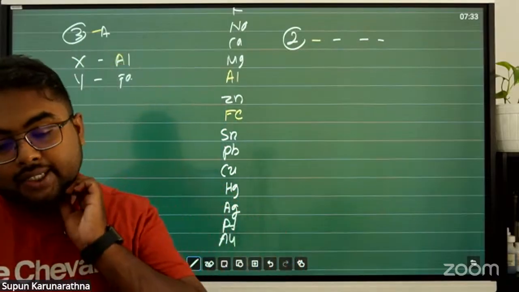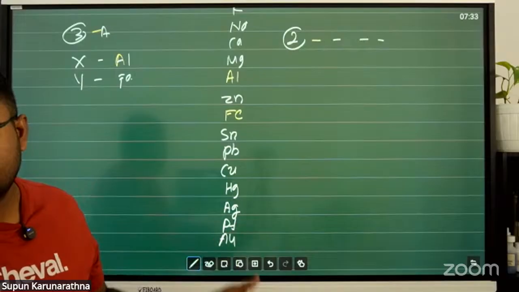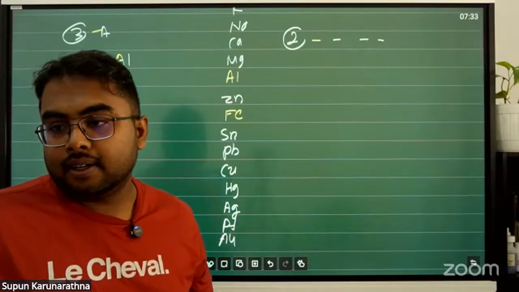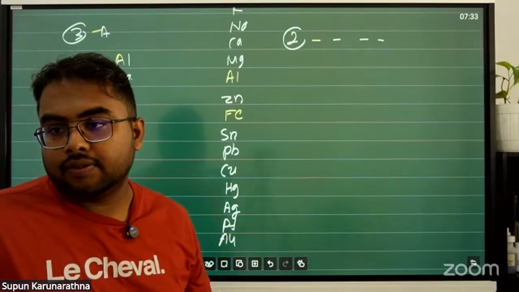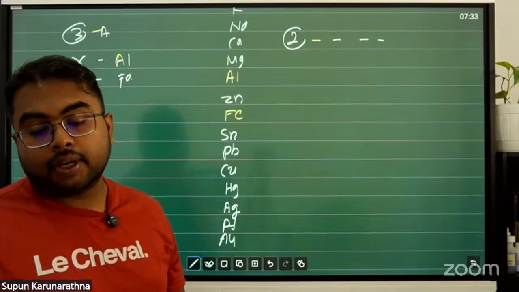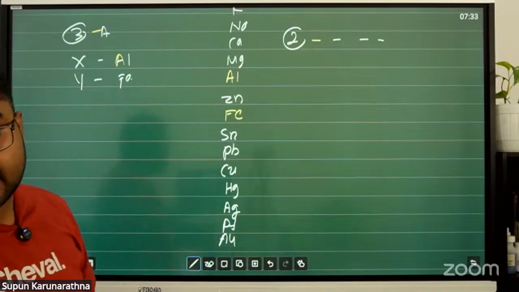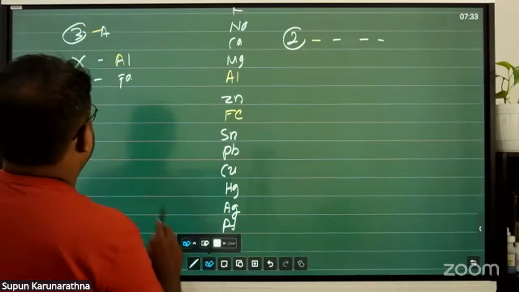Okay, let's go to the next question, question number 3A. Sodium, potassium, calcium, magnesium, and so X is aluminium, Y is iron, Fe.